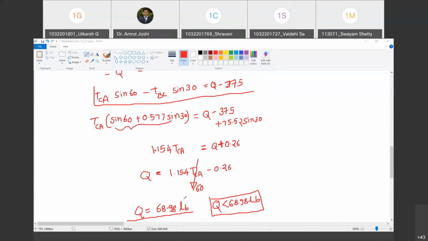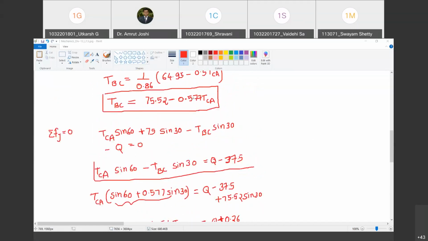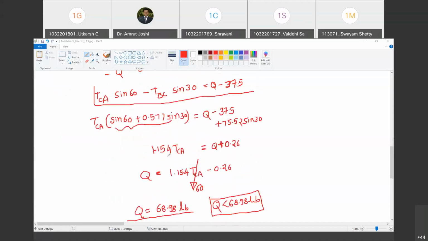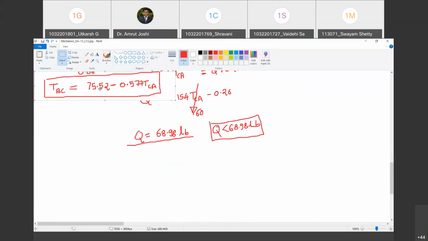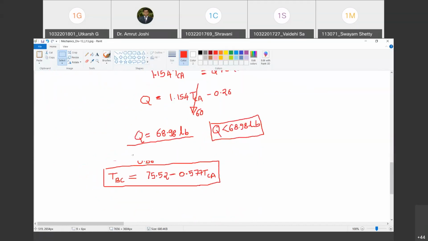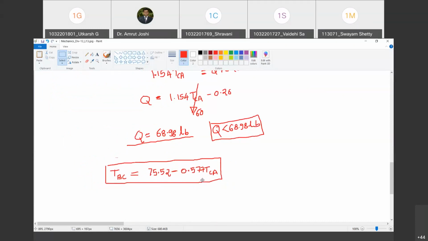For the second condition, we are going to substitute the expression for TCA. We are going to use this equation. Basically, we have to verify that TBC is not exceeding 60. We have to come up with another limit for Q such that TBC does not exceed 60. So this is the expression that we are going to use now.